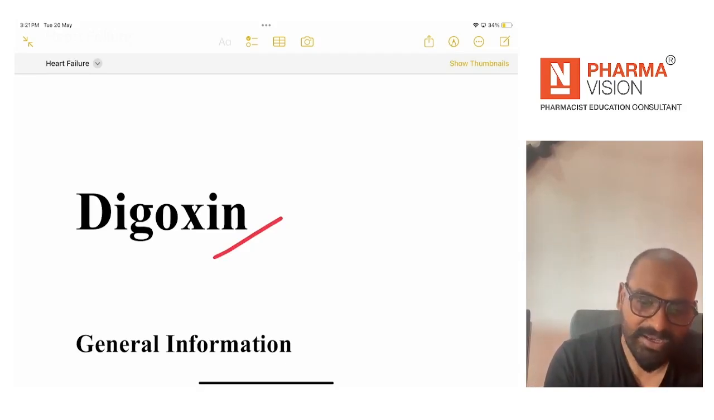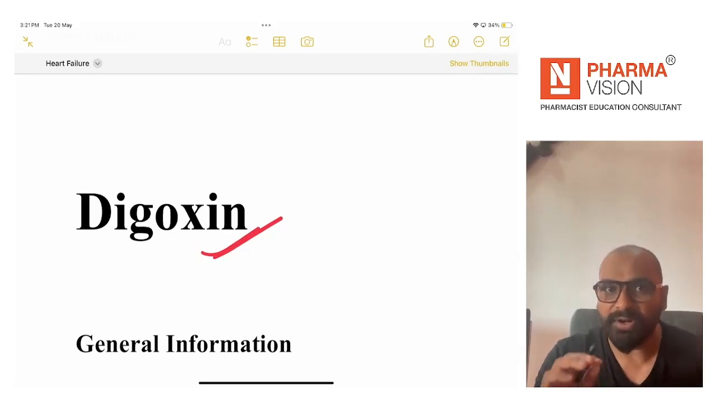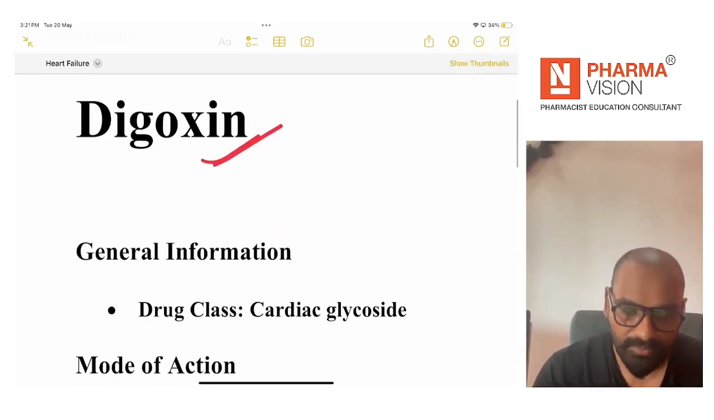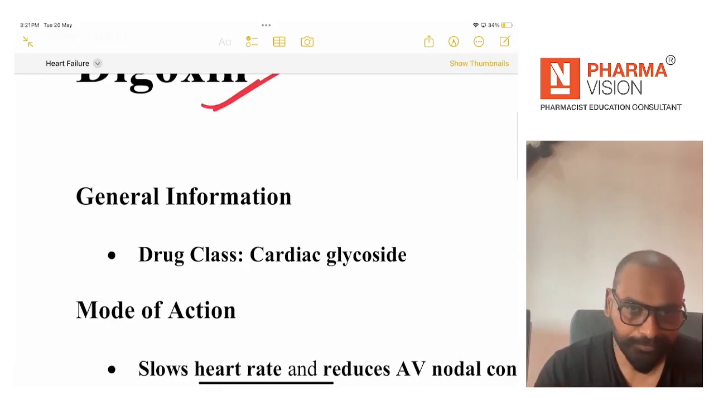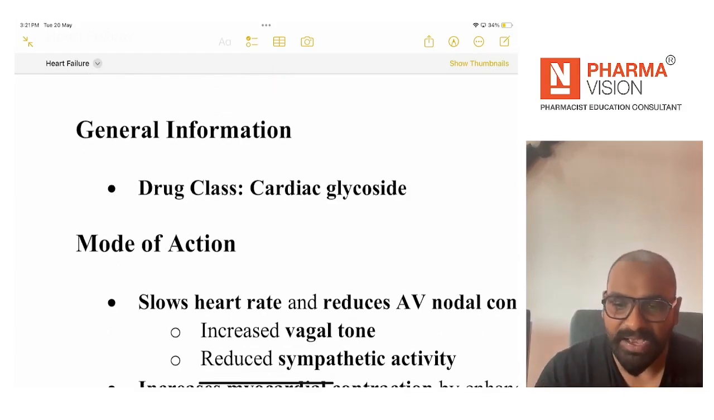So in today's class, we are going to cover all the points that you must learn about Digoxin, from the practical point of view as well as the exam point of view. Okay, so it's a very simple and straightforward class.